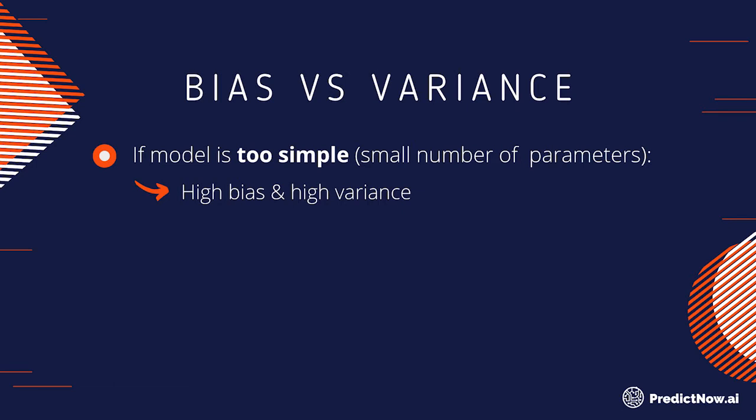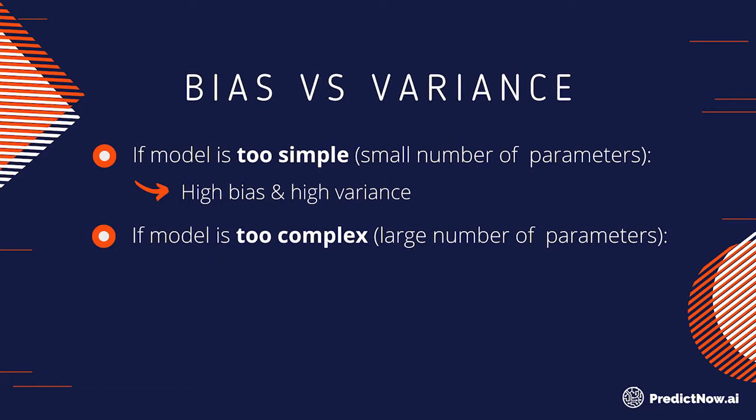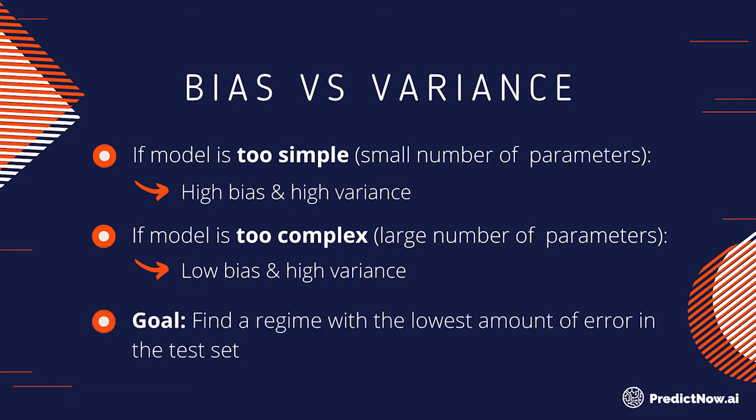We don't want that. But again, we don't want a too complex model where the bias is almost zero, but the variance is still very high. We don't like that either. So this is the sweet spot. We want to find a regime which has the lowest error in the test set. Who cares about error in the training set? That's nothing that we can use. But error in the back test, the test set, is what we're concerned with. That is the variance. Minimizing variance is really our goal.